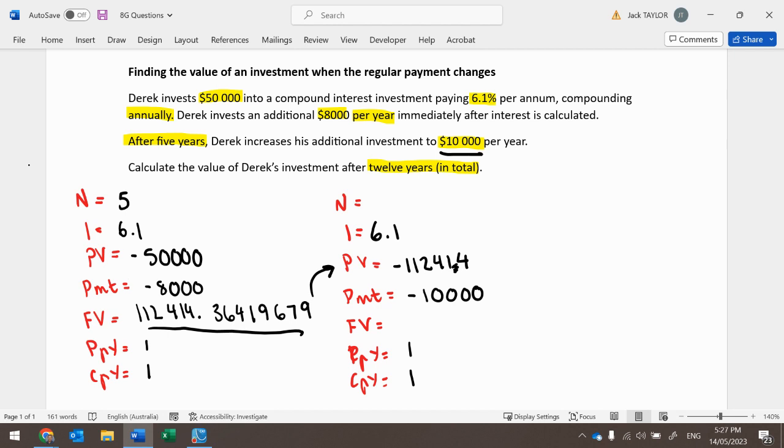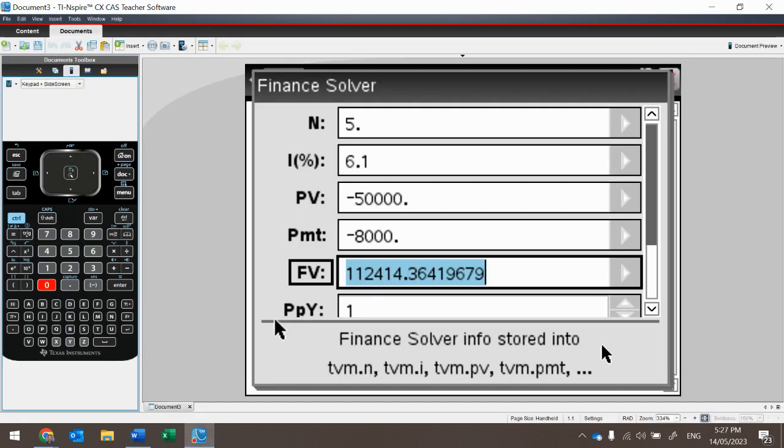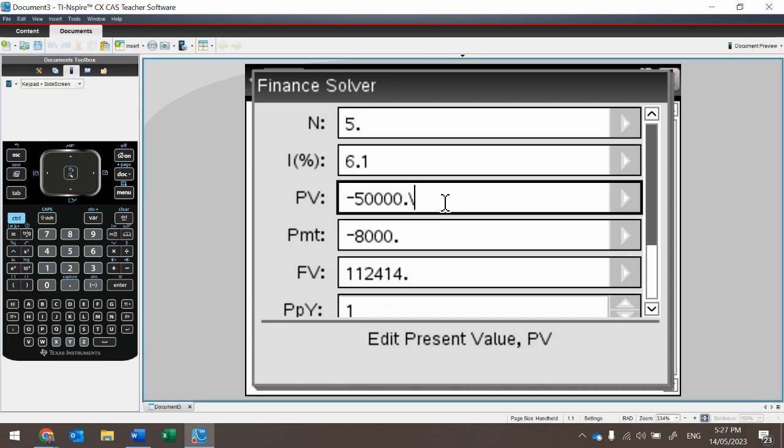I've forgotten how to delete them, so that's not a decimal. 3, 6, 4, 1, 9, 6, 7, 9. And as I mentioned, this N will be 7 because it's 12 years in total, 5 and 7. Right, if we head back over to here, 112,414.3649679.